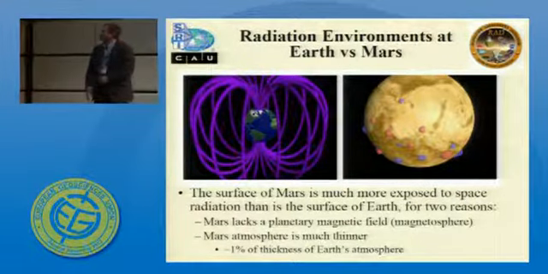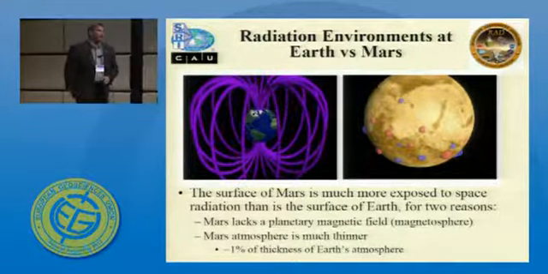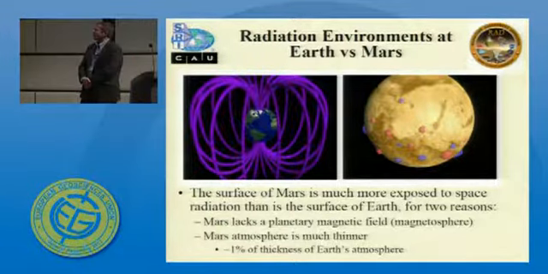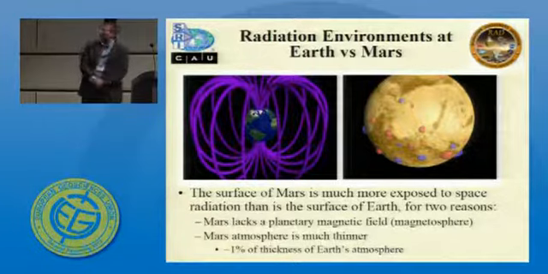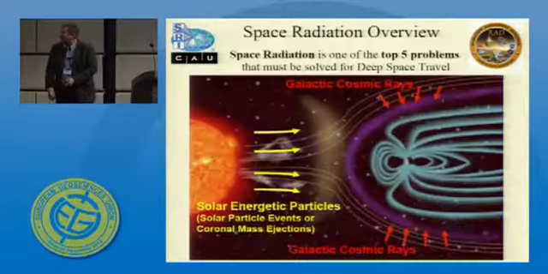So why do we need to measure this? Well, there's two reasons why the radiation environment on Mars is different than it is on Earth or near Earth. Mars doesn't really have a global magnetic field like the Earth does to protect it from solar energetic particles and cosmic rays. And it also has a much thinner atmosphere, about 1% the thickness of the Earth's atmosphere.